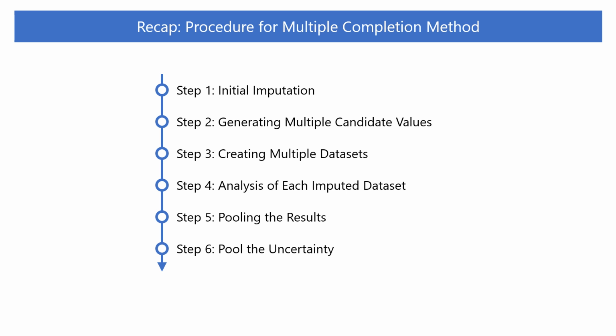In step 5, average the analysis results. In step 6, integrate the uncertainty associated with the missing data imputation. We can use Rubin's rule in this step 6, pool the uncertainty.